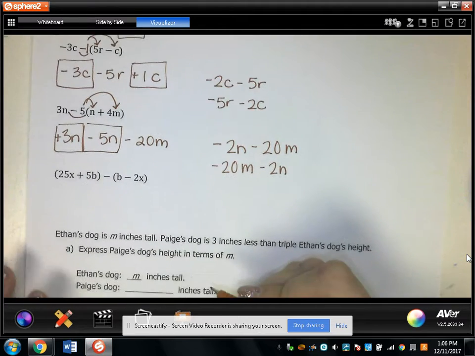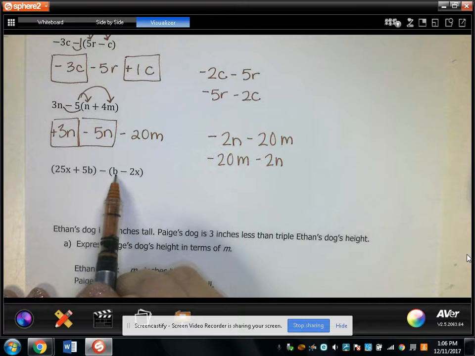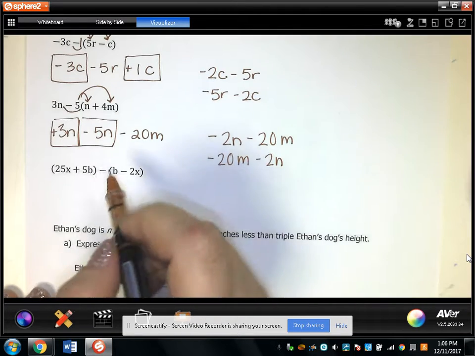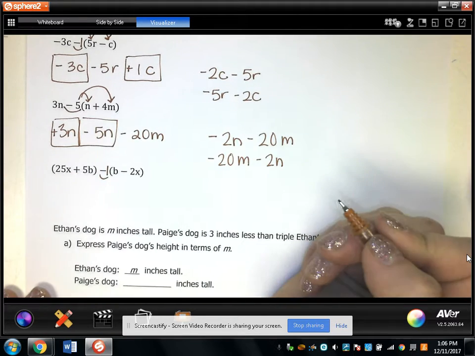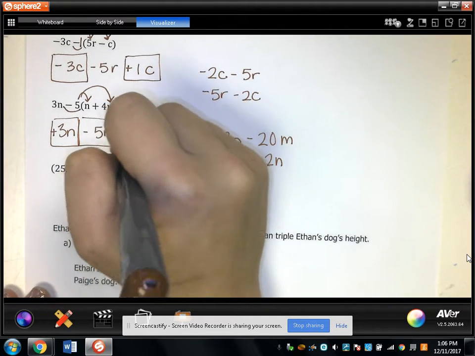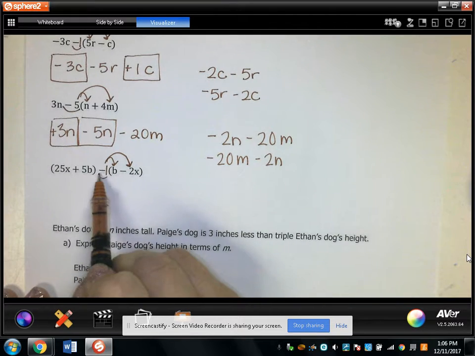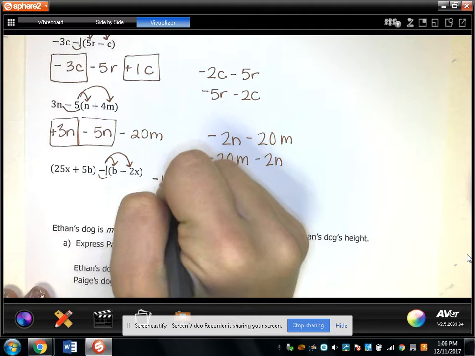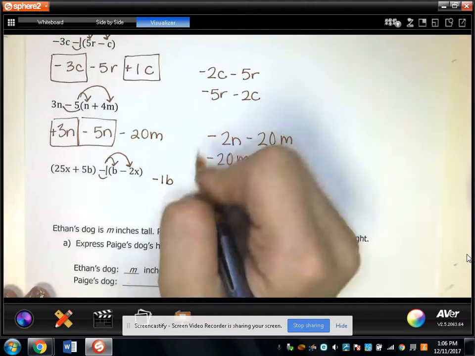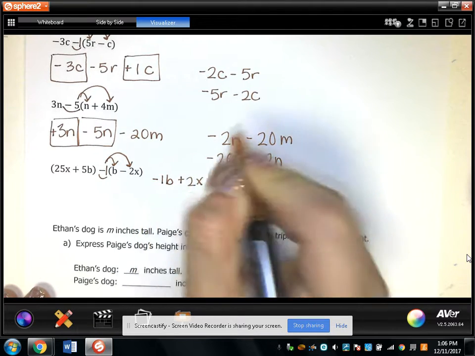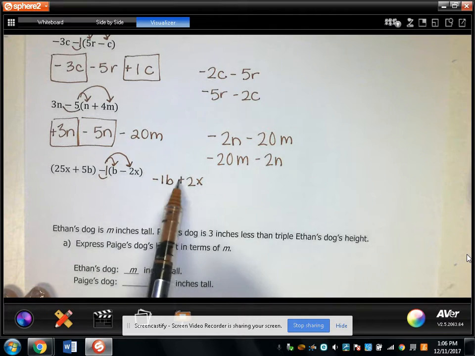All right. Next, this is 25x plus 5b minus parentheses b minus 2x. So I'm not just subtracting b, I'm also subtracting negative 2x. So I take my subtraction symbol, turn it into a negative 1, and distribute it to all the terms in parentheses after the subtraction symbol. Negative 1 times b is negative 1b, or just negative b. And negative times negative 2x is a positive 2x. So I'm subtracting b, and I'm subtracting negative 2x, which is adding 2x.